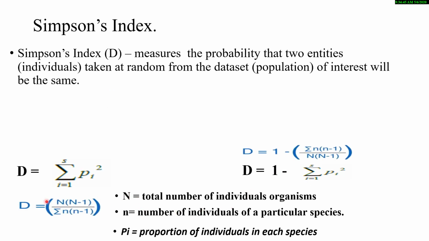When you check this formula, the N is the total number of individuals or organisms. And the small n is the number of individuals of a particular species. The pi, which I have already explained, represents the proportion of individuals in each species. In fact, don't be confused about the formula. Forget about how complex it is. The computation is very simple.